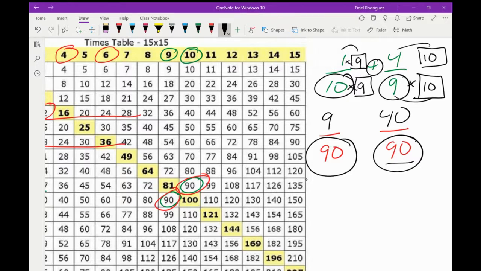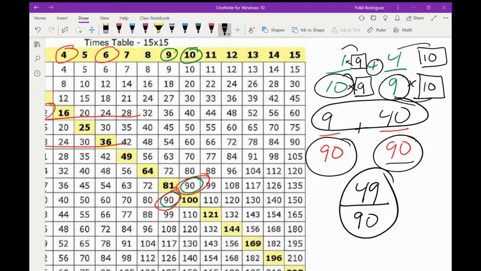Remember, in the middle we were adding, so I'm going to put a plus. When I'm adding fractions, my bottom number is not going to change. All I'm going to do is add the two numbers on top. So 9 plus 40 is going to give me 49. So my answer is going to be 49 over 90.